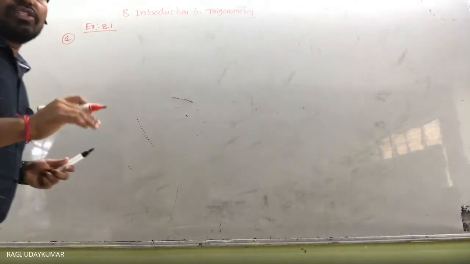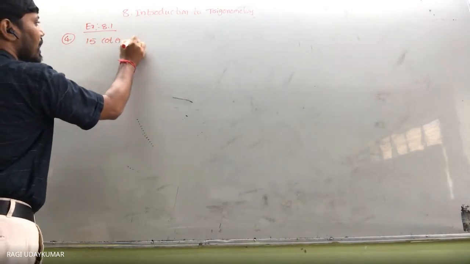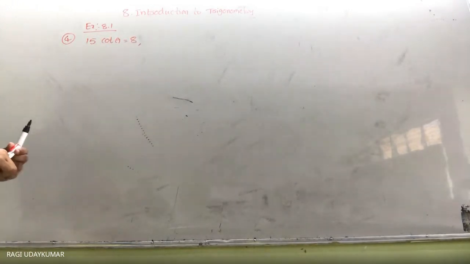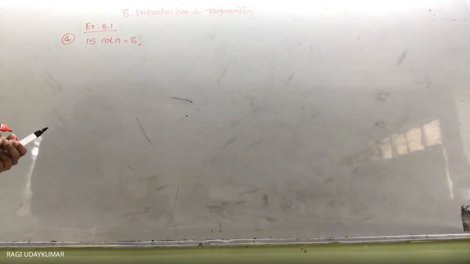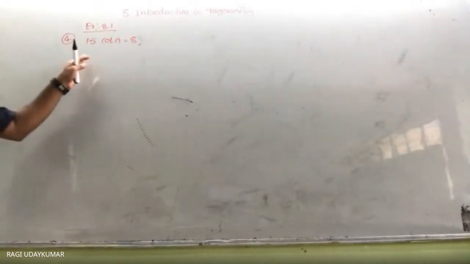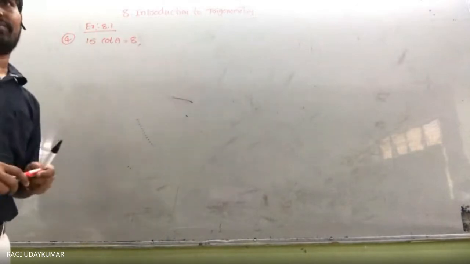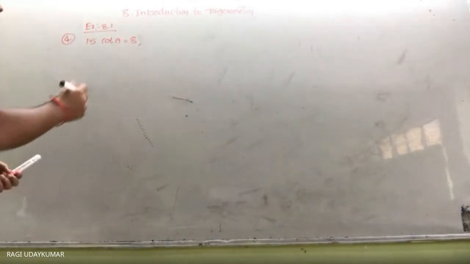Fourth one. 15 cot A is equal to 8. And asking you to find out sin A and secant A. So it is given that 15 cot A is equal to 8.